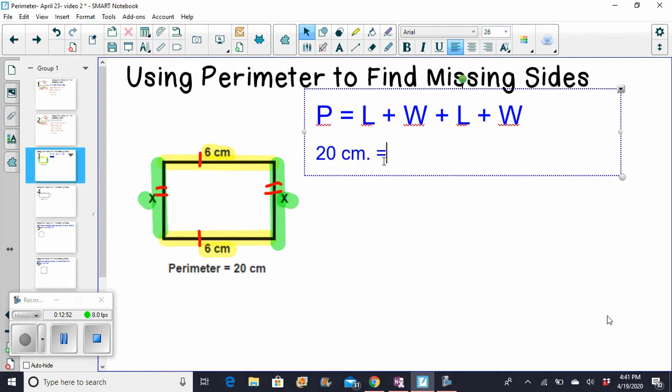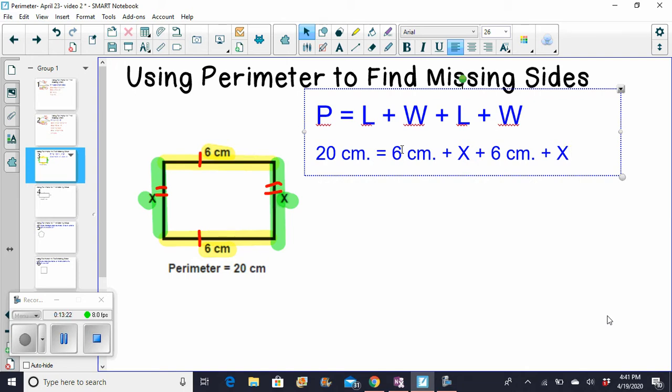each. Okay, so 20 centimeters equals, okay, that L is 6 centimeters plus, all right, the width, W, I don't know. That's my X plus X plus, okay, another 6 centimeters. That's my other length plus X. 20 centimeters equals 6 plus X plus 6 plus X.